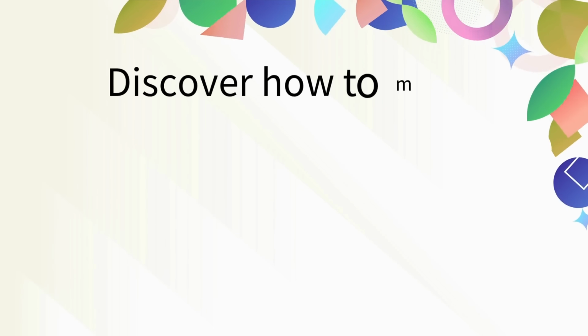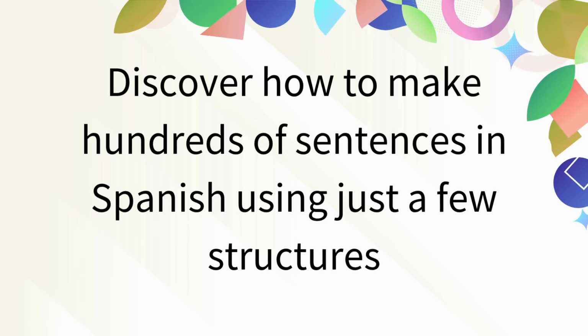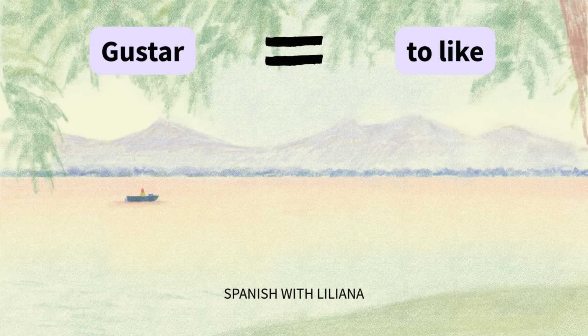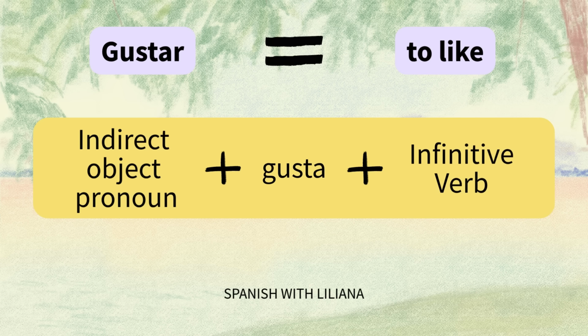In this video, I'm going to show you a few verb structures that you can use to create many different sentences in Spanish. We'll start with gustar. Gustar means to like. In this case, we are going to use the indirect object pronouns plus the word gusta plus an infinitive verb. There are other ways to use the verb gustar, but in this specific lesson, we're going to look at this one. So we really just need to add the indirect object pronoun plus gusta and the infinitive verb in Spanish.